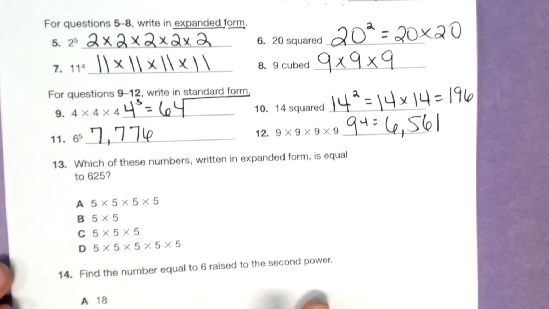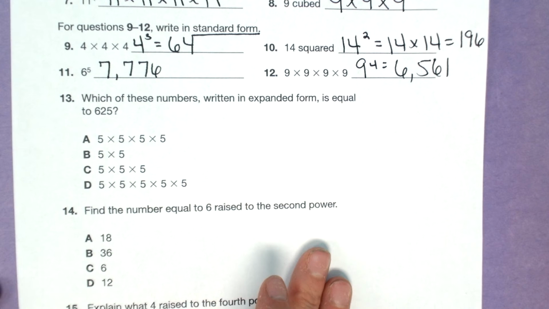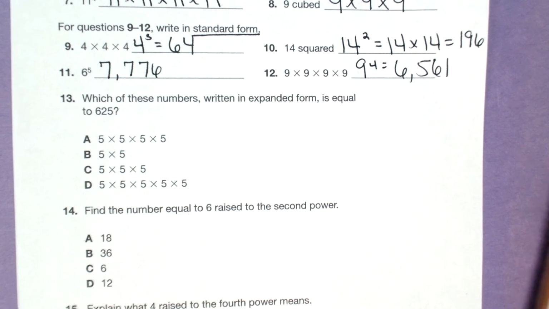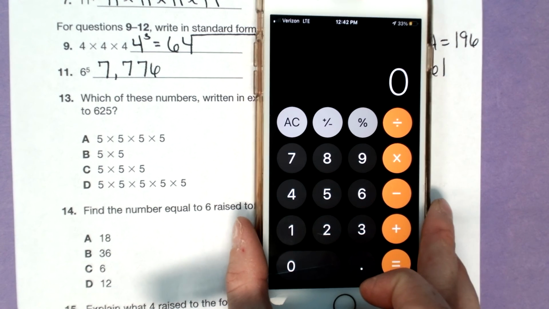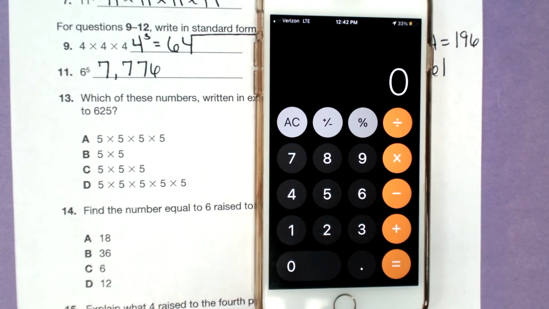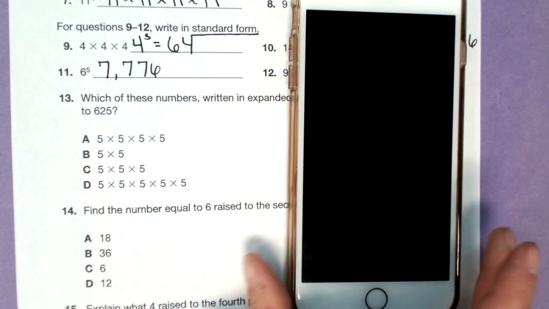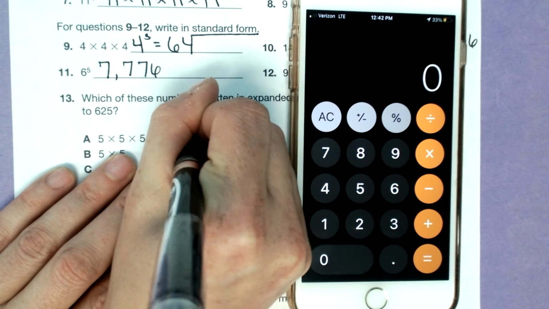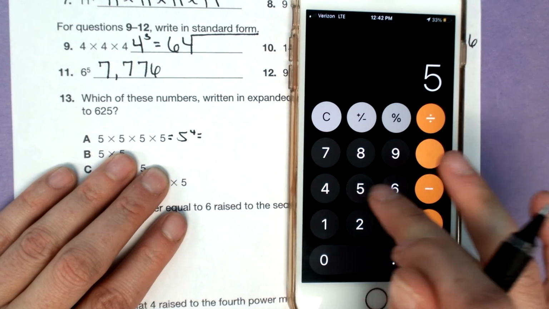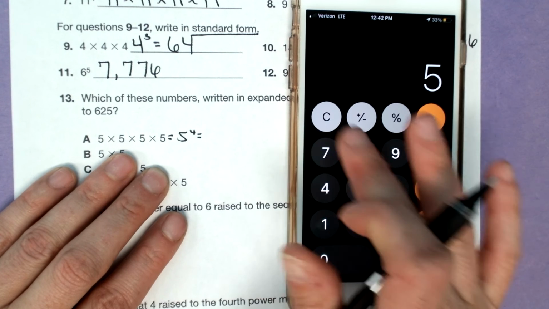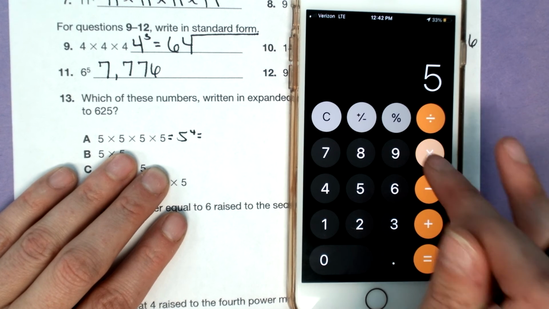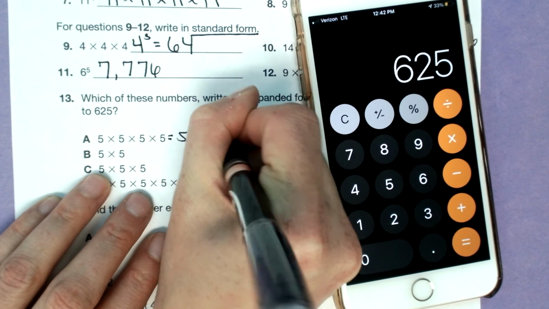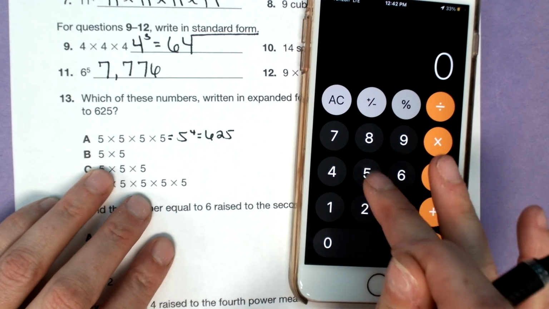All right, 13 says, which of these numbers written in exponent form is equal to 625? Now, here's the deal. I've got to solve all of these. I'm the kind of math student that solves all of them, even if I don't need to, just so I can make sure, because math is always a definite answer. So the first one is 5 to the power of 4. Let's solve that. Let me do it again. 5, 2, 3, 4. 625. So that looks like the answer so far.